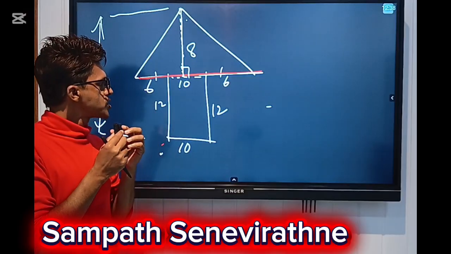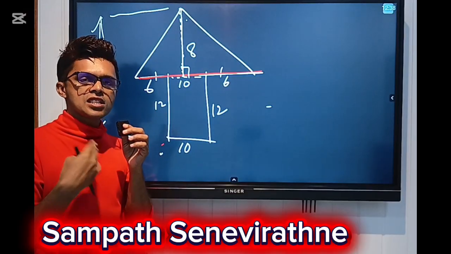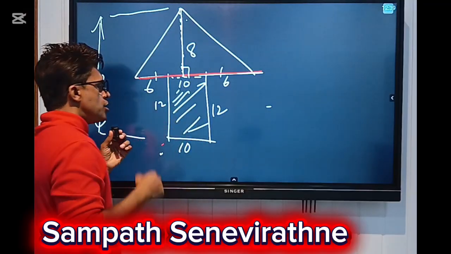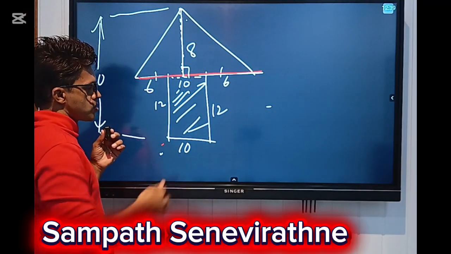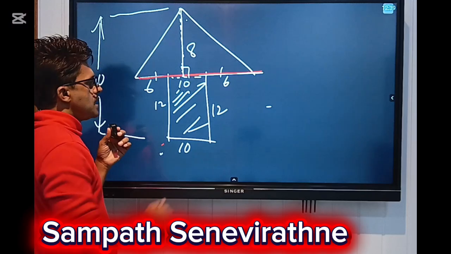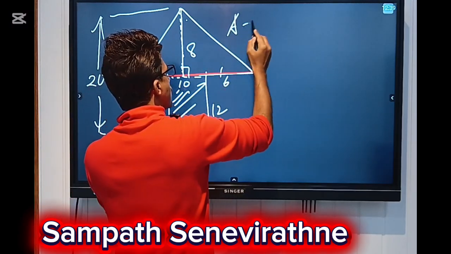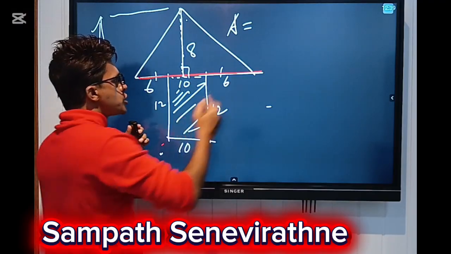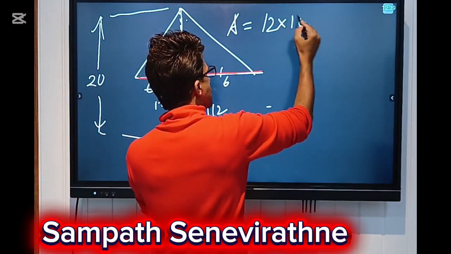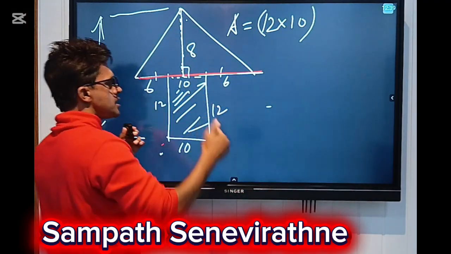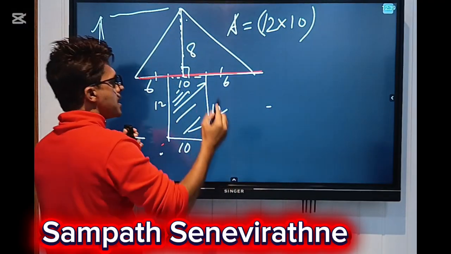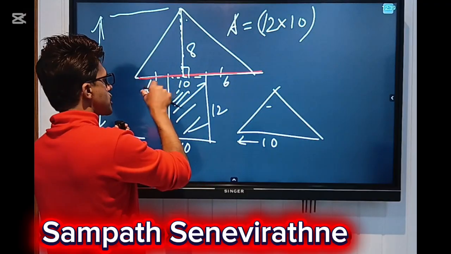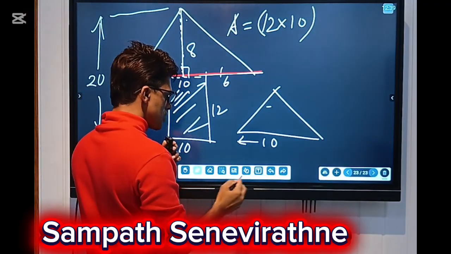Right now you can see, although this is just like an arrowhead, this segment is a rectangle. In a rectangle we get the area by length times breadth, so 12 times 10. The area of this whole composite figure is 12 times 10 plus the triangle here. The base is 6 plus 6, 12, plus 10, 22. The base is 22.